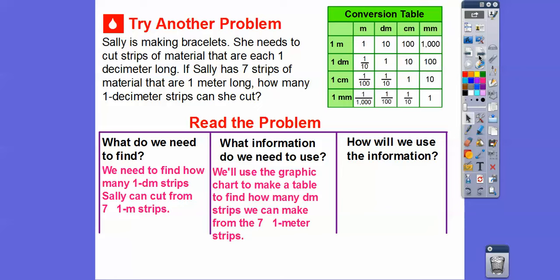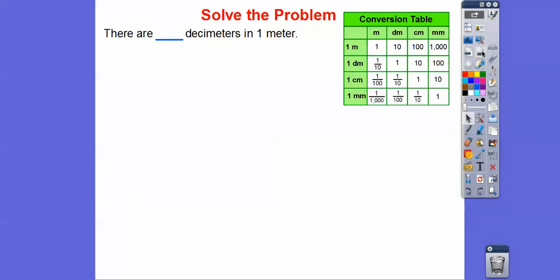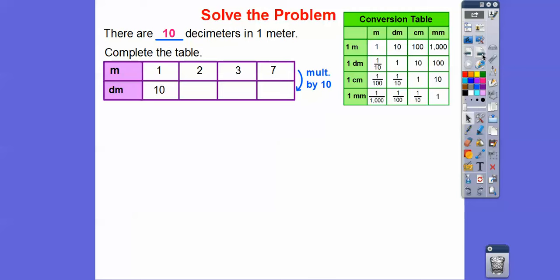And what information are we going to use? We're going to use the graphic chart up here to make a table to find out how many decimeter strips we can make from the 7 1-meter strips. And so how are we going to use that? Well, this lesson suggests build a table. So we're going to make a table to show how the decimeters and meters are related. Okay, so there are 10 decimeters in each meter. See how there's 10 decimeters in each meter? So we're going to complete the table.